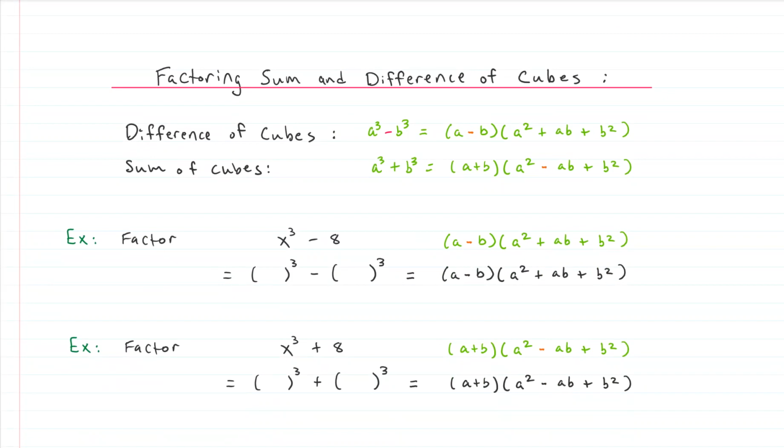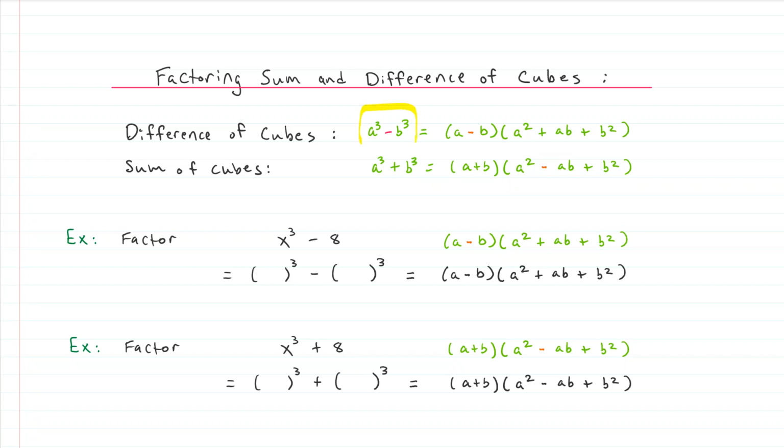Here we go. Factoring the sum and difference of cubes. So first you need to know how to recognize the difference of cubes or the sum of cubes. All we do is look for two terms that are both cubed, and in one instance, for the difference, you're subtracting the two terms, and in the other instance, for the sum of cubes, you're adding the two terms.